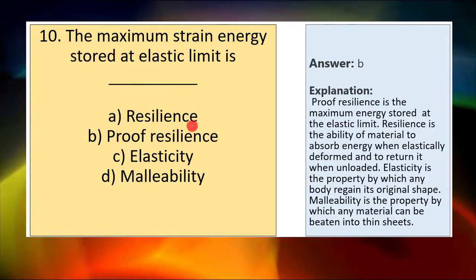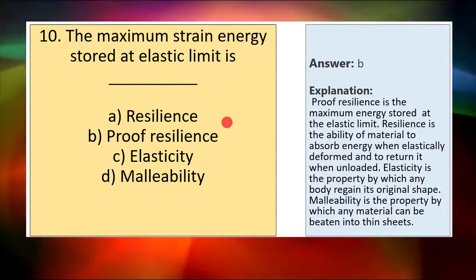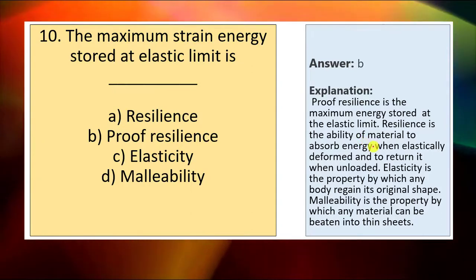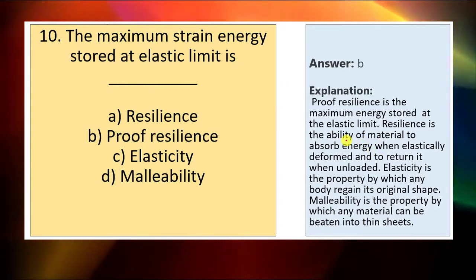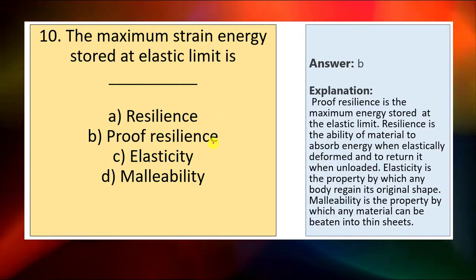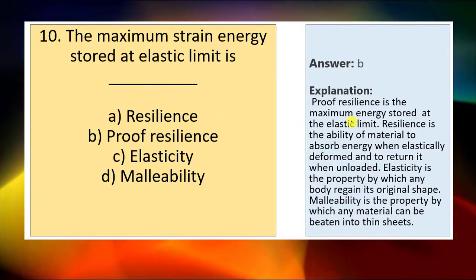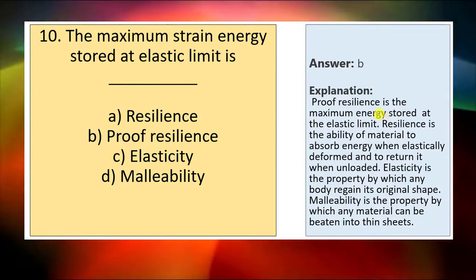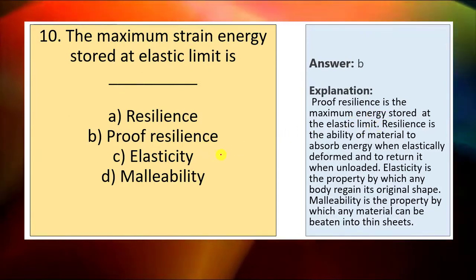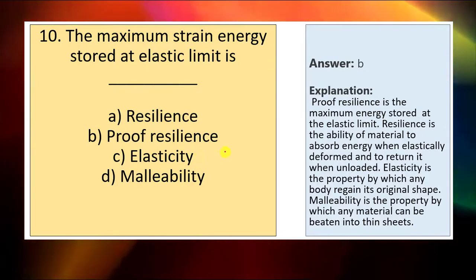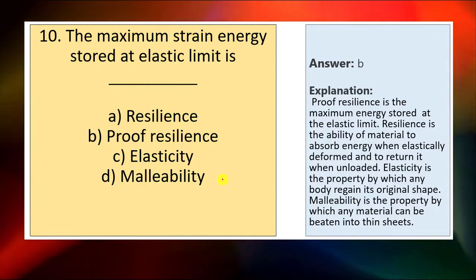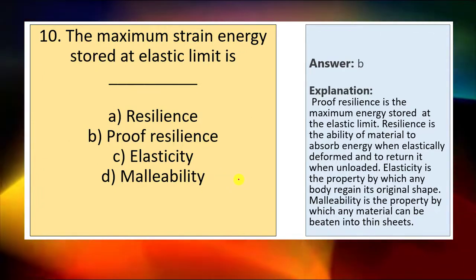Okay, first let us understand what is resilience. See, when a material is elastically deformed, then that material will absorb the energy. That ability of the material to absorb the energy is called resilience. Whereas proof resilience is the maximum energy stored up to elastic limit. And as we all know, elasticity is the property by which any body regains its original shape. Whereas malleability is the property by which any material can be beaten into thin sheets.